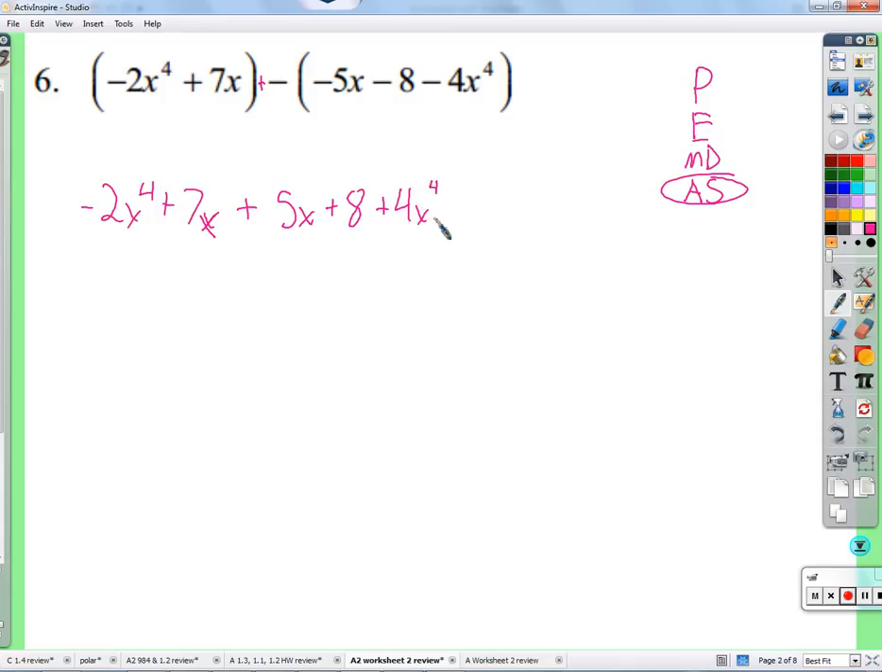And then we look for some like terms. Do we have any like terms? Jethro? 4x to the fourth minus 2x to the fourth. We have 2x to the fourth. Okay. Any more like terms? 7x and 5x are like terms. We have 12x. And the last thing that's left is 8. It has no like terms. Like terms with 8 would be just the numbers.